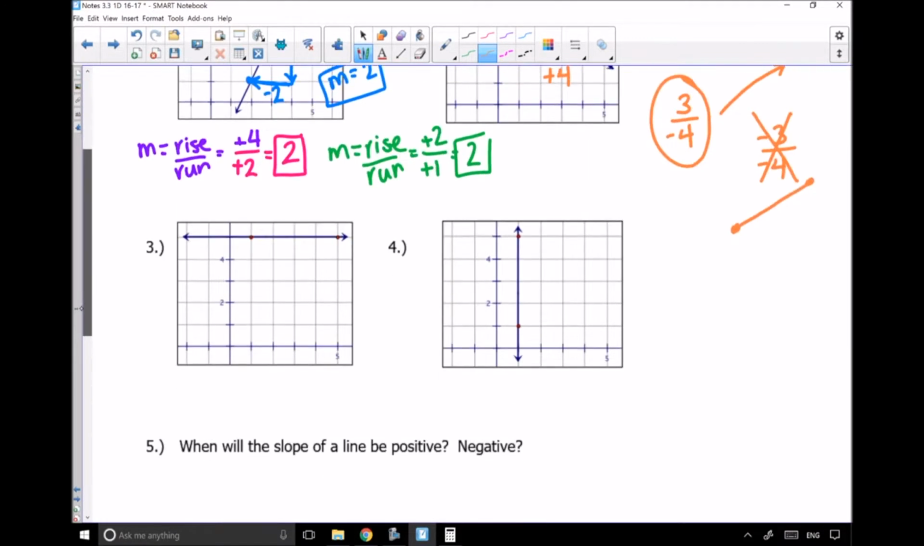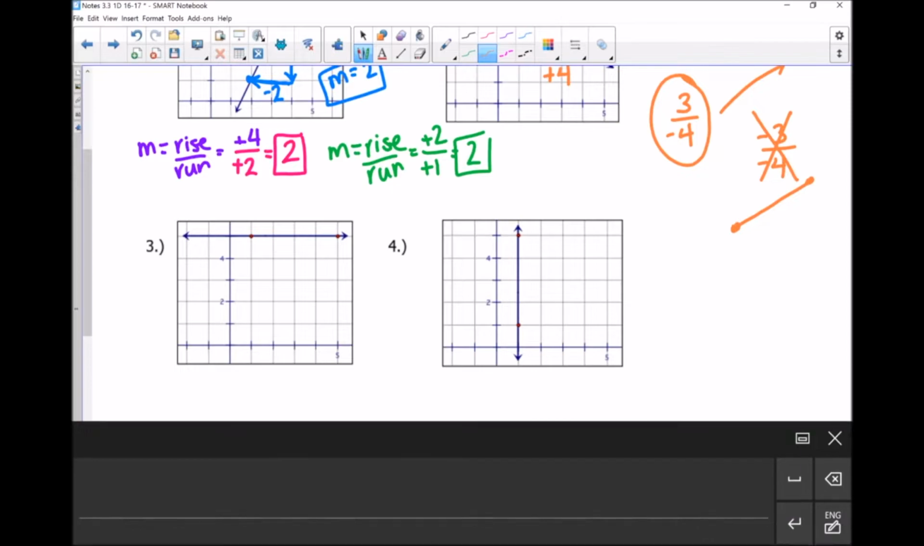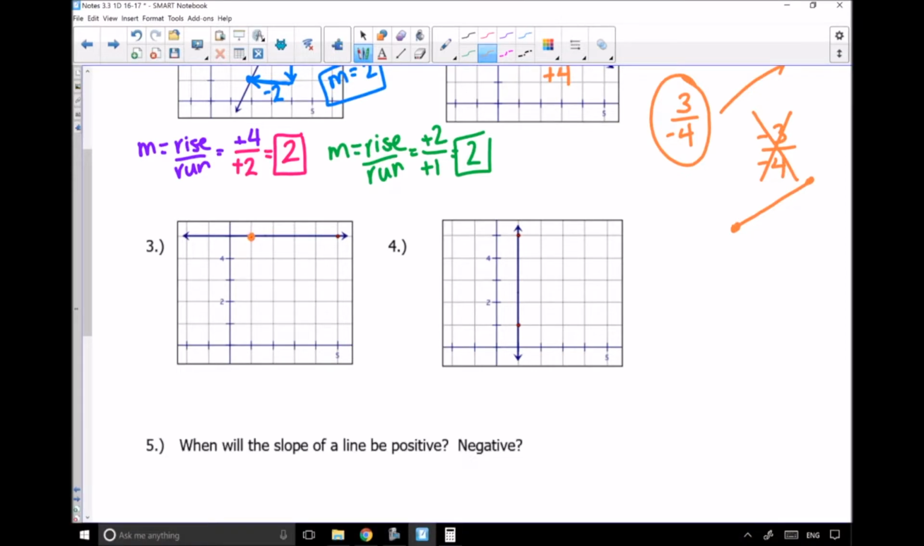All right, so taking a look at number 3, we have a horizontal line. And if we have a horizontal line, we should know what the slope is, but let's just show the work out for it so we can see how this works in this example. So we're going to do rise over run again. So here's where it starts and here's where it ends, and it doesn't go up at all. So my rise right here is 0.